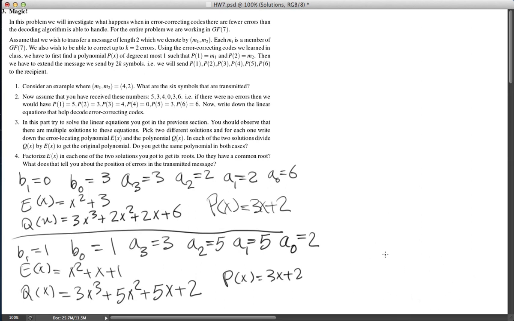Now, what do we know about e of x in the two cases? Well, in order to factorize a polynomial of degree 2, you just have to find its roots. So let's find out the roots of each e of x in the two solutions that we have. For x squared plus 3, is 0 a root of it? No, because 0 plus 3 is not 0. Is 1 a root? 1 plus 3 is not 0.